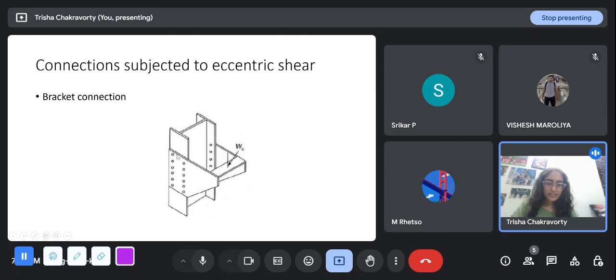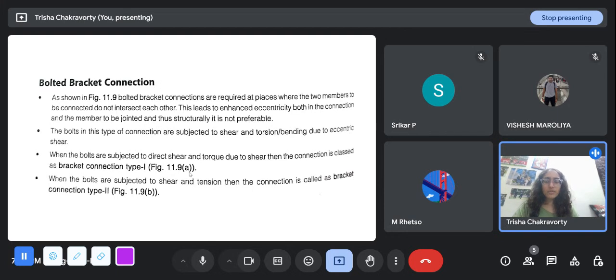So here, this gusset plate is bolted to the column, and then it will be bolted to the beam. And then the force applied will be eccentric. It won't be along the line of the CG of the connections. Bolted bracket connections are required at places where the two members to be connected do not intersect each other.